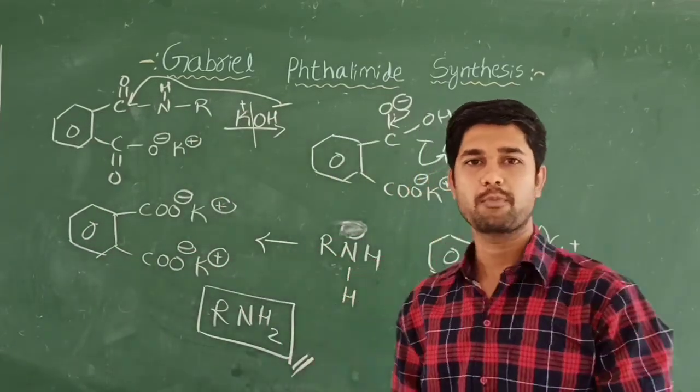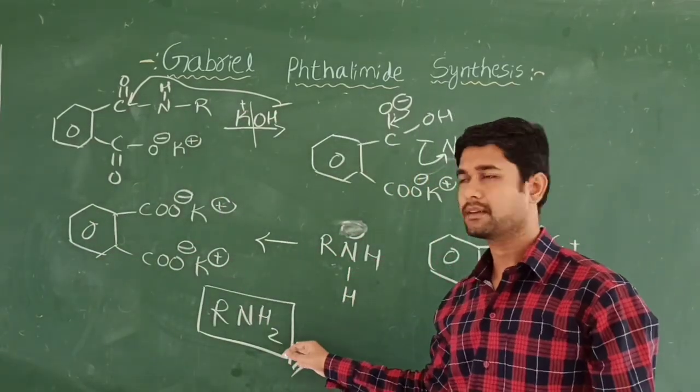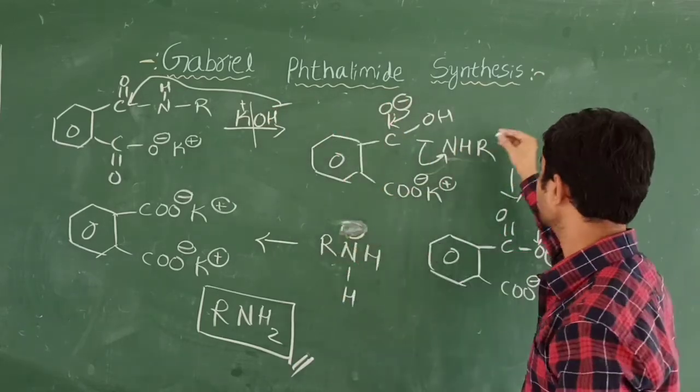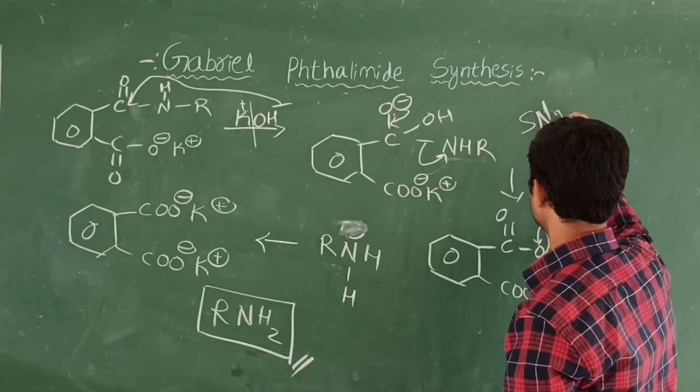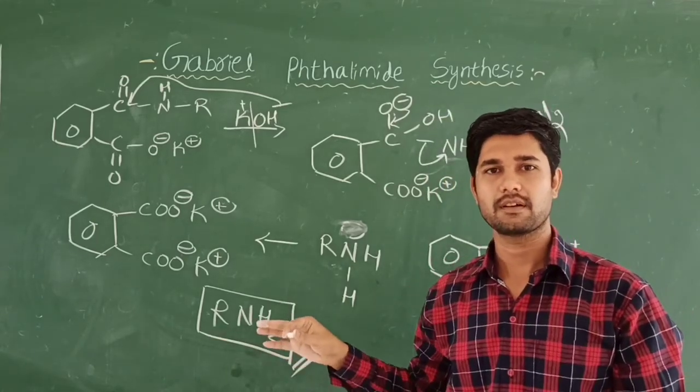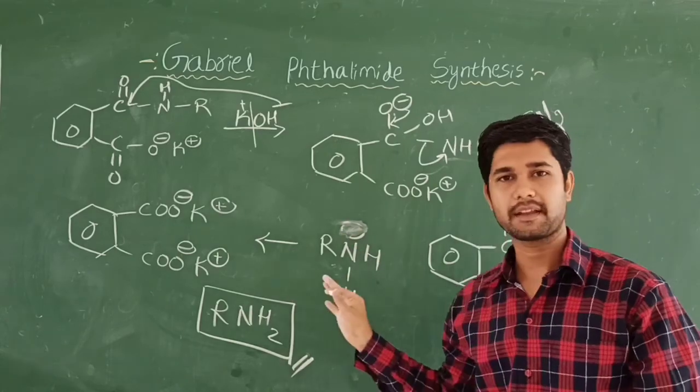So like this we have prepared this primary amine by using the Gabriel phthalimide synthesis via the SN2 mechanism. Yeah, SN2 mechanism. So this is a very important reaction, as well as an important mechanism. It's a very beautiful mechanism to practice.